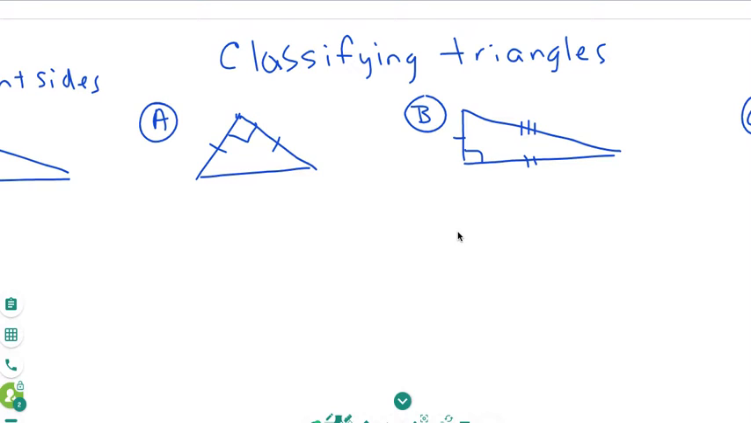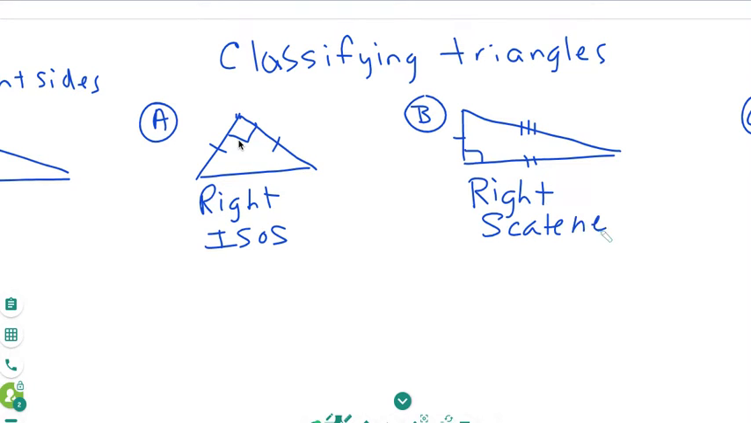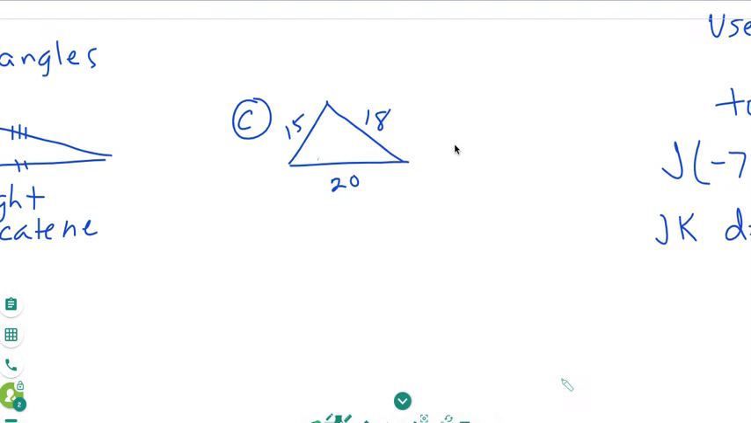So we're going to go ahead and classify triangle A. This is going to be a right isosceles, has 2 congruent sides and a 90-degree angle. B is going to be a right scalene, 90-degree angle, 3 sides that are all different lengths. C is going to be an acute scalene.